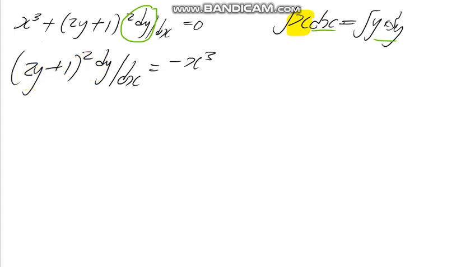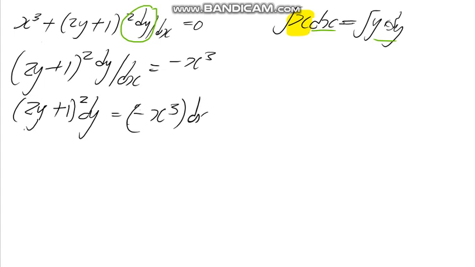Okay, so we're just going to multiply by dx on both sides. So you're going to be left with (2y plus 1) squared dy equals minus x cubed dx. Then you check if you have to simplify further. As you can see, everything is in a standard form, so we can put the integral sign on both sides. As soon as you simplify, that's when you introduce the integral sign on both sides.